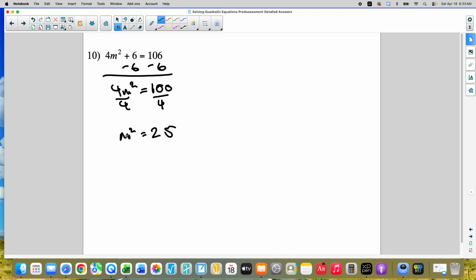We get 25. We've isolated our squared value. We're going to take the square root. We get m equals plus or minus 5.